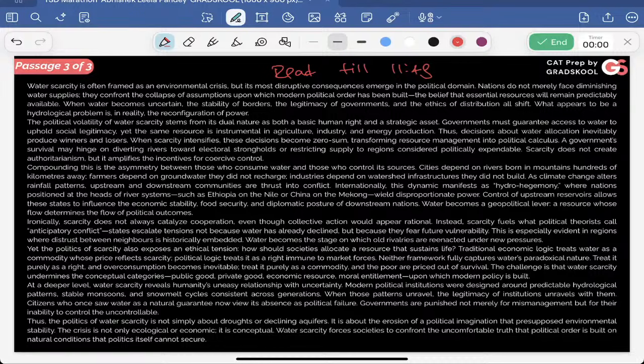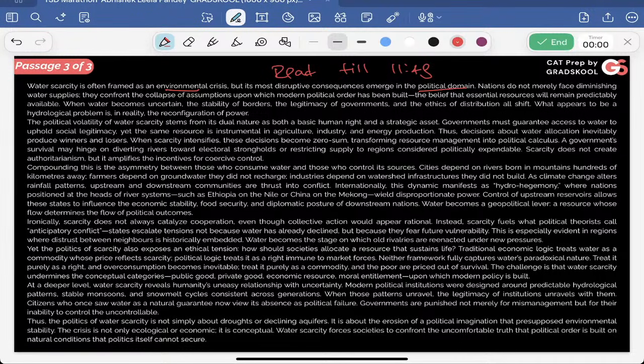First, water scarcity is often framed as an environmental crisis, but its most disruptive consequences emerge in the political domain. The way the passage opens up, so a lot of you feel that passage was difficult. Okay, but in the first line itself, the author has established a fact that most probably he or she will be talking less about environment, more about political stability, instability, whatever.